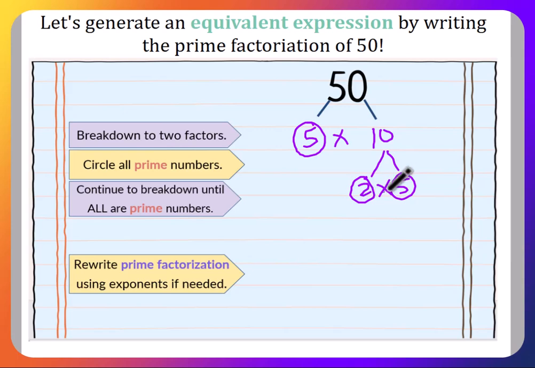Now at the end of each of our branches, we have a circled prime number, and we can rewrite it. Least to greatest, I have one 2, and I have two 5s. So it's 2 times 5 times 5. Write it using exponents. There's only one 2, so it stays a 2, times, and we have two 5s, so it would be 5 squared. So 2 times 5 squared is the prime factorization.